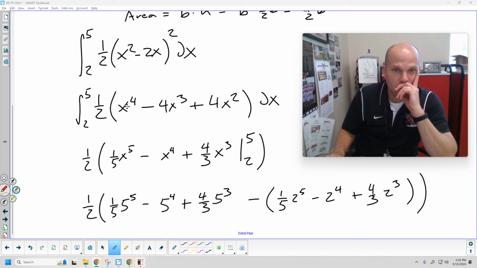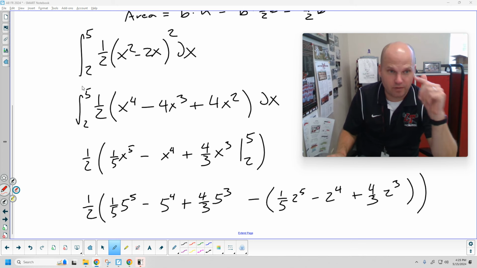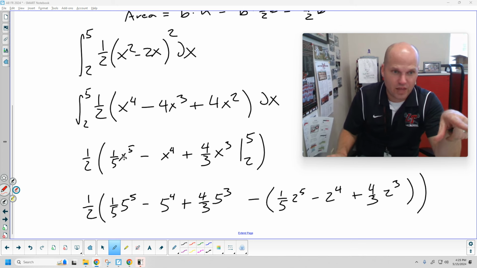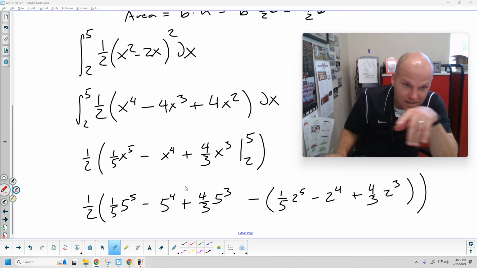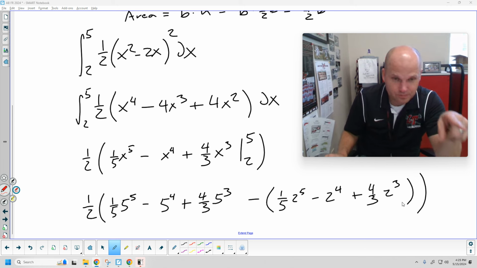I simplified. I took the antiderivative. I left the 1/2 out. I got 1/5 x to the fifth minus x to the fourth plus 4/3 x cubed. Find the displacement of that from 2 to 5. And I get this answer.